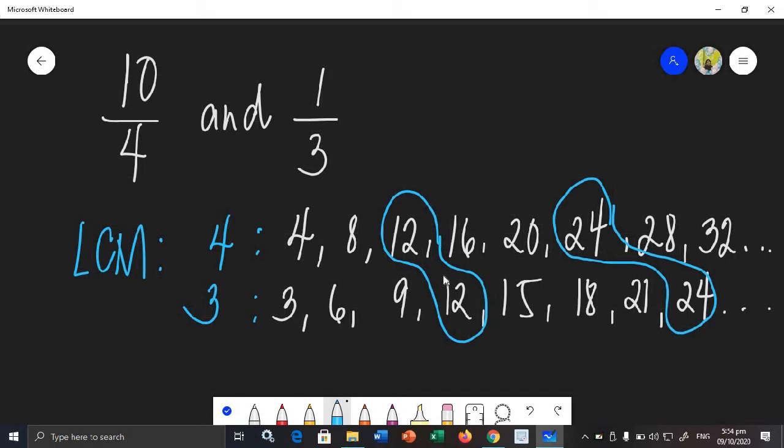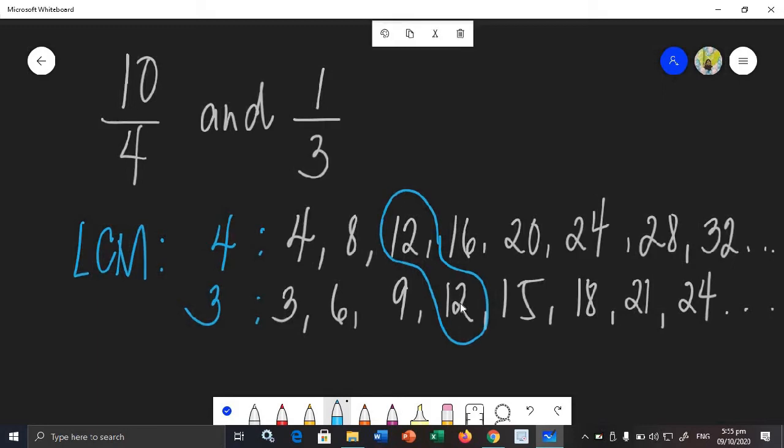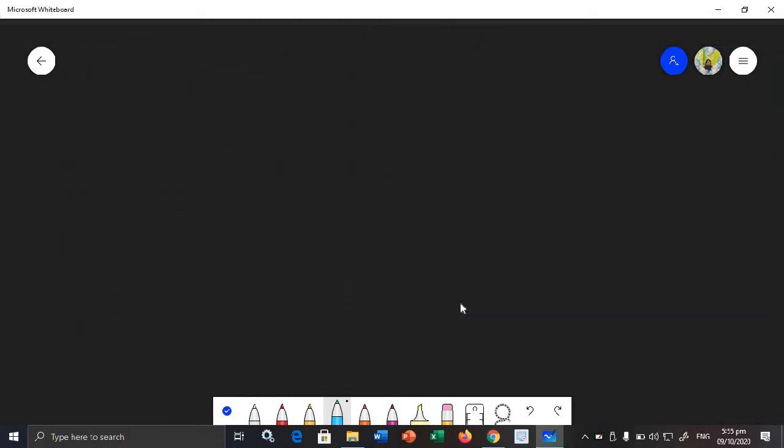So what we are looking for is the least. When we say least, it means the smallest. Least, L-E-A-S-T. So which is smaller, 12 or 24? Of course, 12. Therefore, the least common multiple of 4 and 3 is 12. 12 is now the answer. That's it.